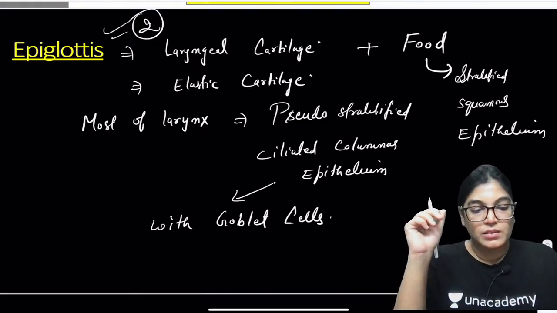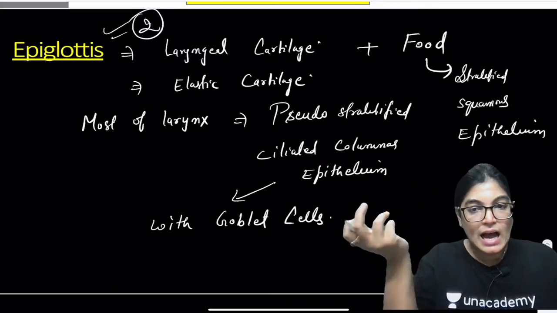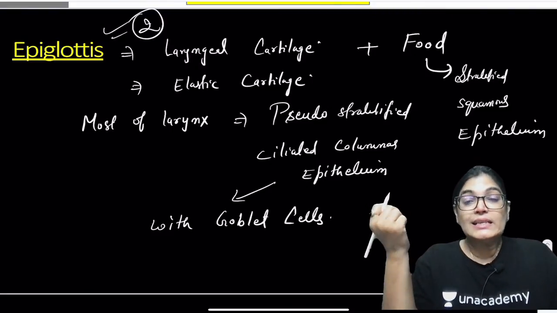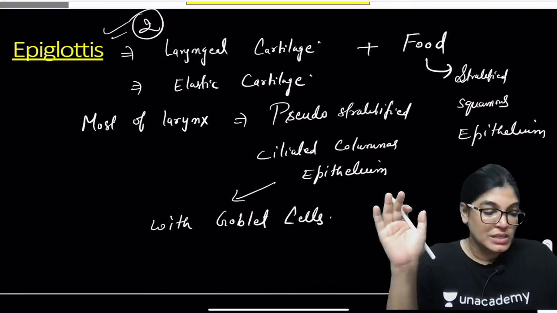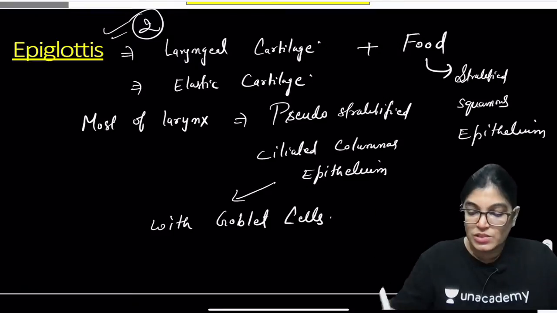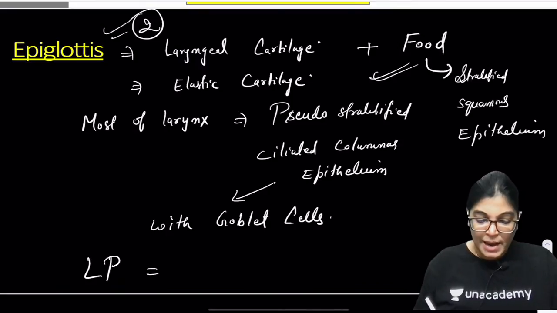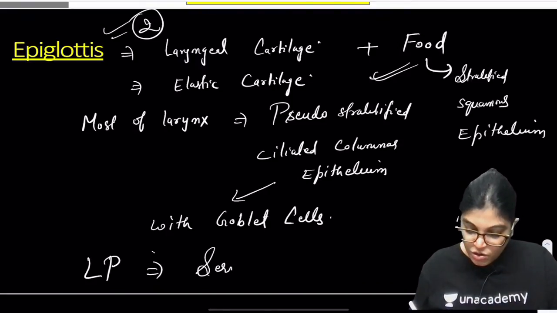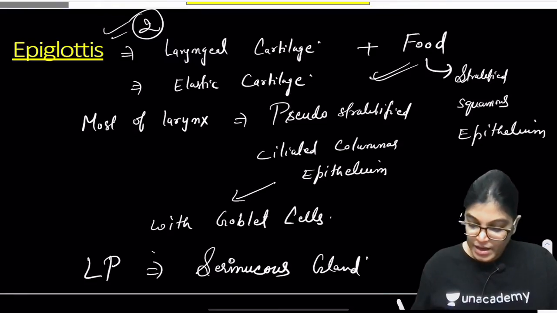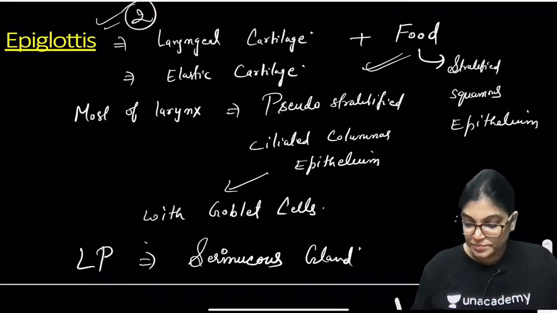That means the anterior and upper part. The anterior part of the epiglottis, which lies on the posterior aspect of the tongue, and the upper posterior aspect of the epiglottis will have stratified squamous epithelium. The lamina propria of the epiglottis will have seromucous glands and also a few lymphatic tissues.